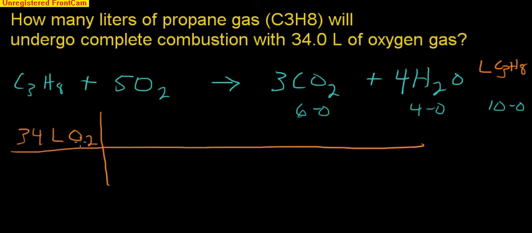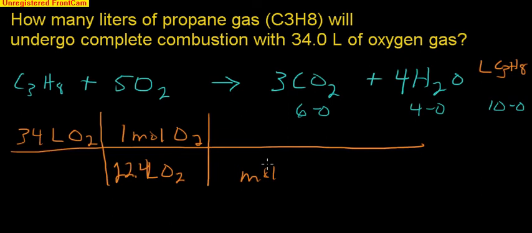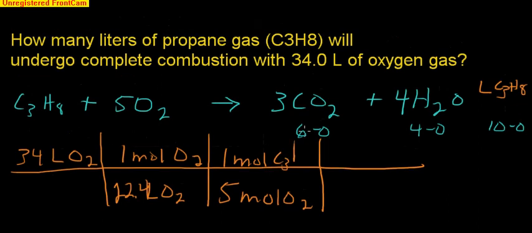So let's start canceling out our liters of O2. I'm going to put liters of O2 on the bottom, and then 1 mole of O2 on top. I know that 1 mole of any gas at STP, and once again we're assuming that all of these are at standard temperature and pressure, occupies 22.4 liters. Now I'm left with moles of O2, so I need to keep going. I've got moles of O2 on the bottom, and this particular conversion factor comes from our balanced equation. I have 5 moles of O2 to every 1 mole of propane, which is C3H8.